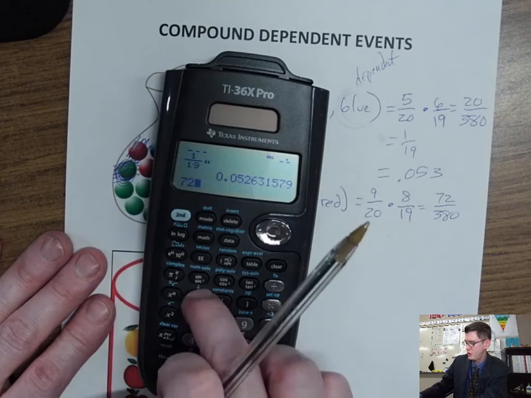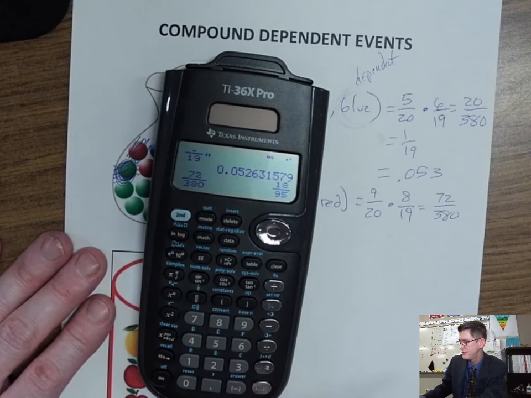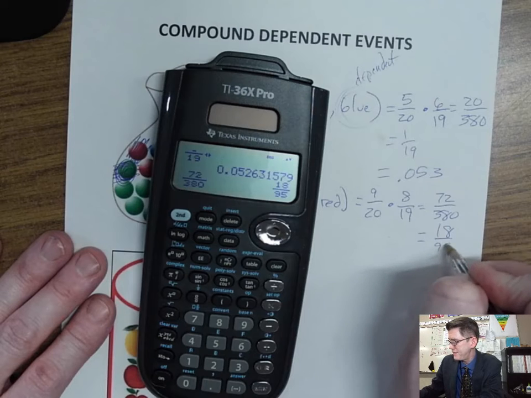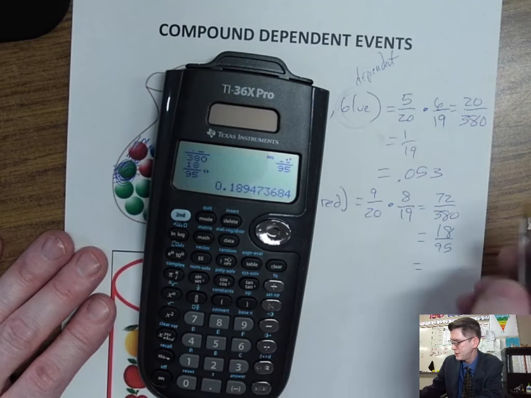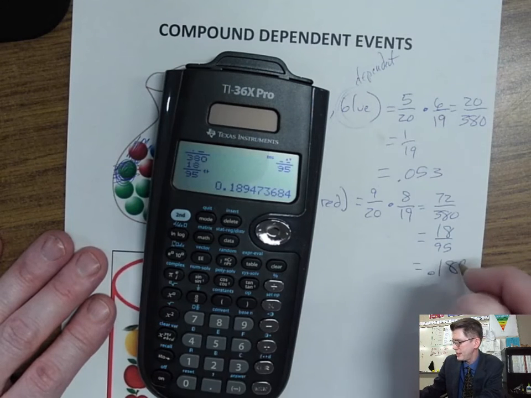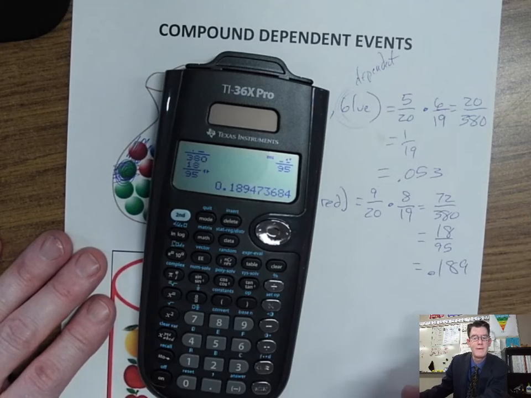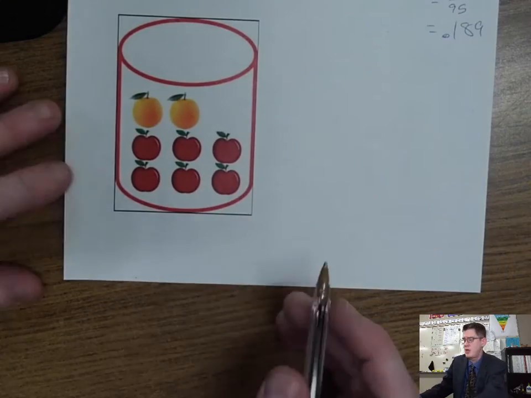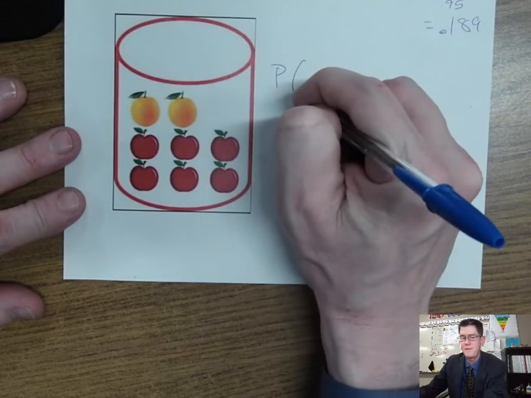72/380ths is 18/95ths, and that becomes 0.189. And it goes on from there. All right, and you can see this happen no matter what the amounts are. It's just a matter of finding the probability of the first item.